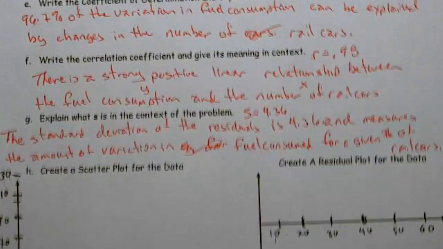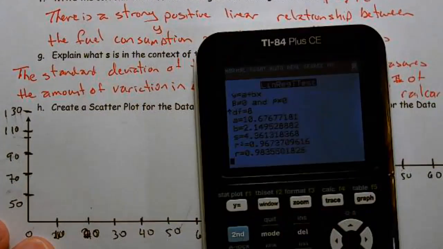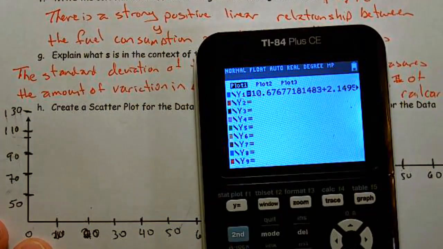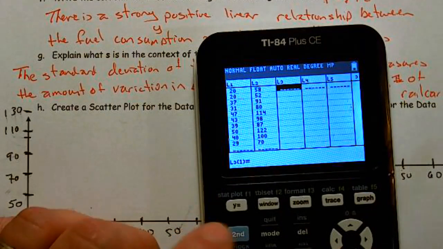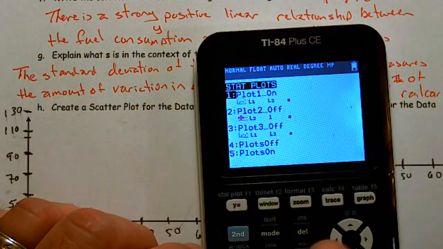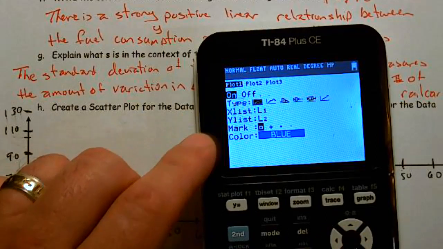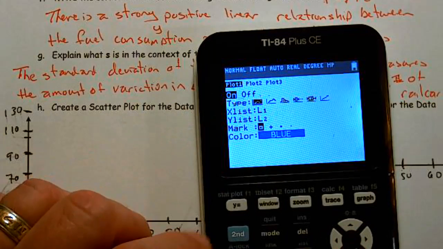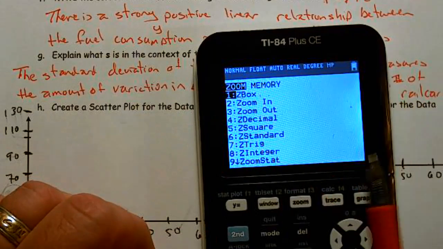Please don't do that. Next thing says create a scatter plot for the data. Mainly, I just want to see that you can actually do this. So you should go to Y equals and clear everything out. All right. And then I have my data in the stat edit. I'm going to go to second stat plot. I should be on, off, off. So arrow to the left, press enter, make sure it's turned on, select the first graph. My X list is L1, my Y list is L2, press zoom 9.